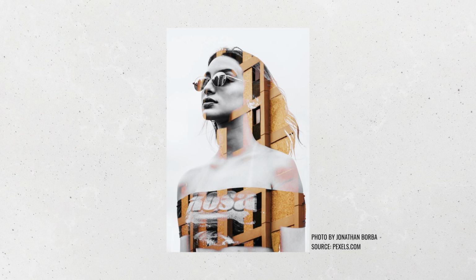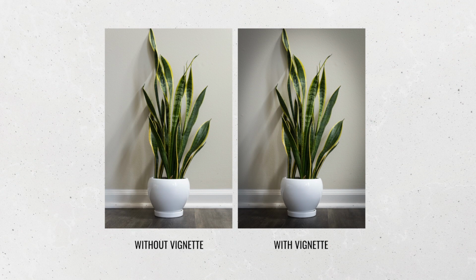Double exposure. It's essentially two separate shots combined into one photo. A lot of cameras will allow you to do this in camera, but you can also do it in an editing program like Photoshop. Vignette. It's the gradual darkening of the edges of your frame. A lot of photographers use this intentionally to draw attention to the subject in their photo.